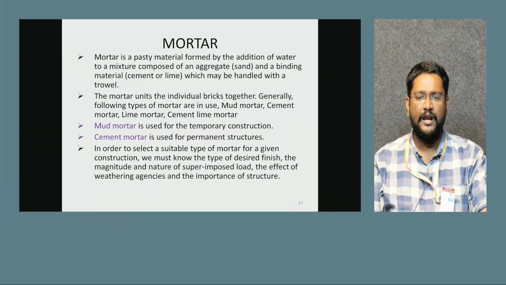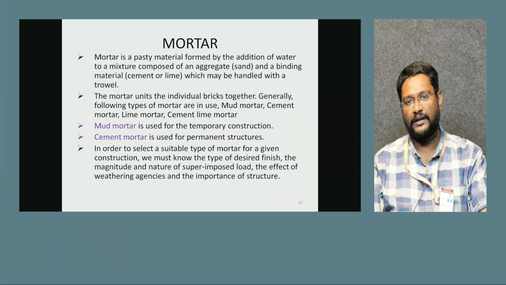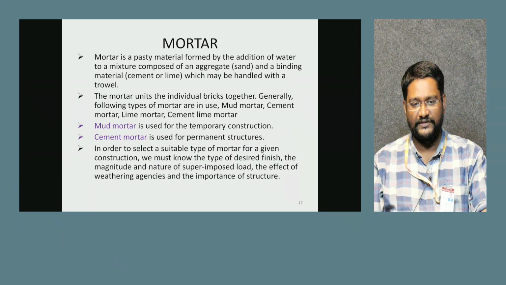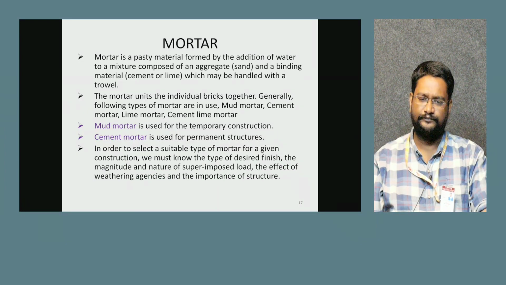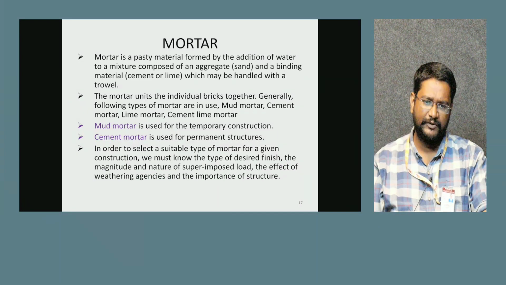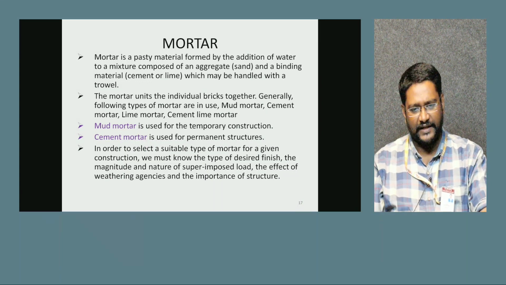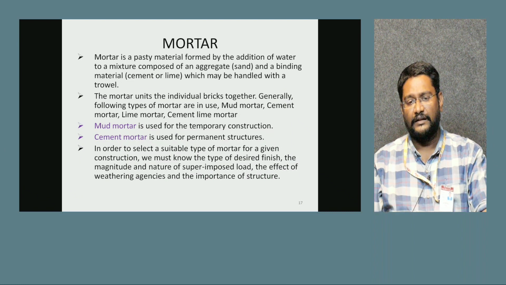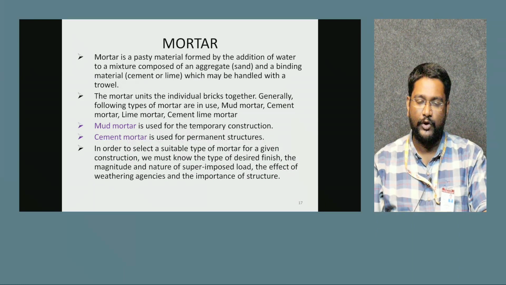In order to select a suitable type of mortar for a given construction, we must know the type of desired finish, the magnitude and nature of the superimposed loads, the effect of the weathering agencies and the importance of the structure. Weathering agents are very important here. When the structure is located near coastal areas, there is a chance of durability problems. For example, chloride attacks and acid attacks will be there. So depending upon the weathering actions, we have to decide the mortar type.